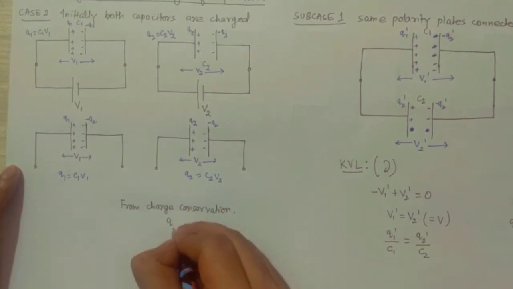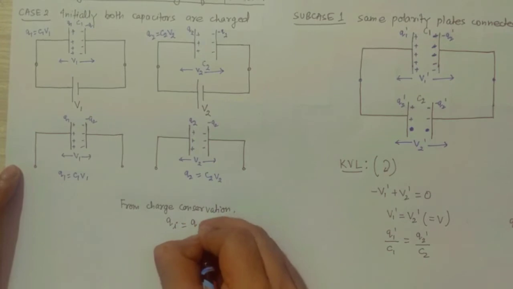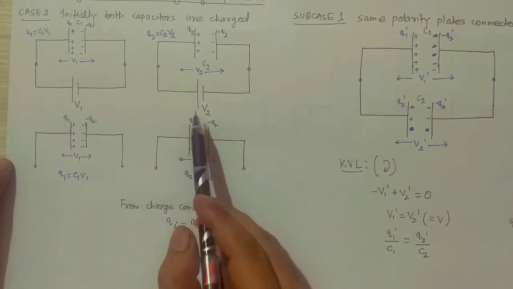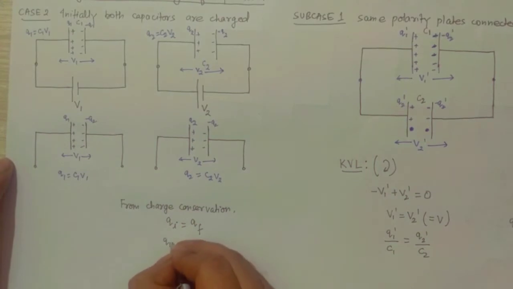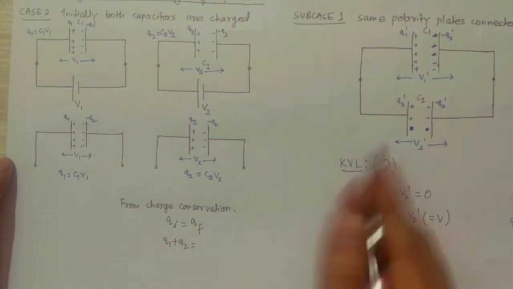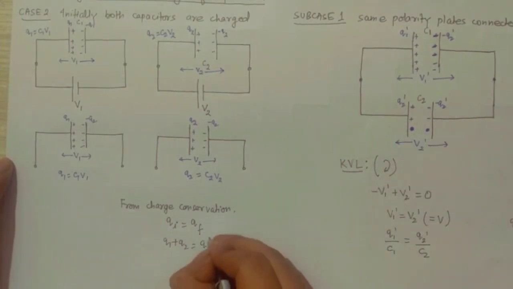total initial charge of the system is equal to total final charge of the system, and total initial charge of the system is Q1 + Q2, and total final charge is Q1' + Q2'.